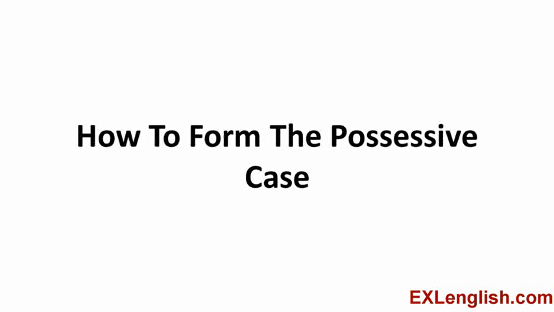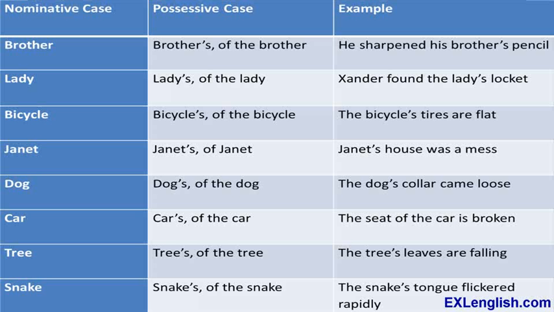How to form the possessive case? The possessive case is usually created by adding an apostrophe with an S at the end of the word indicating ownership. Nearly all nouns and indefinite pronouns show possession by ending with the apostrophe S. Here are some examples of the possessive case being used in the English language.